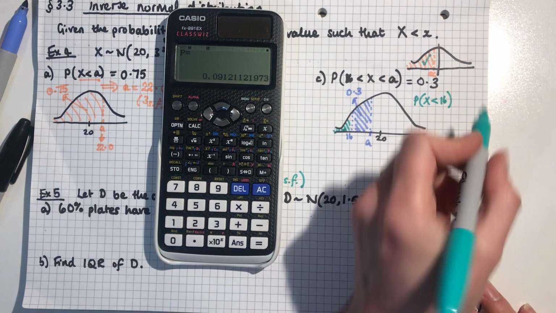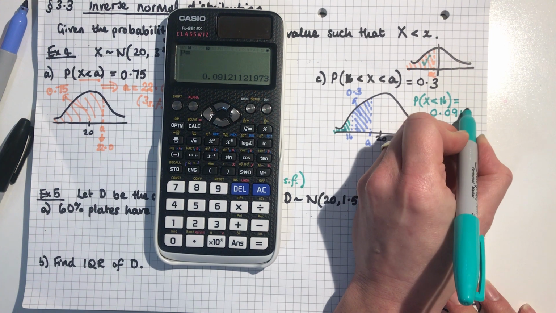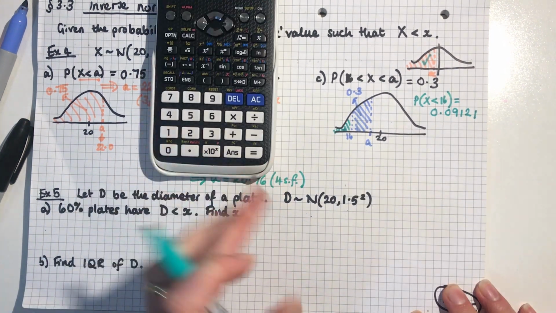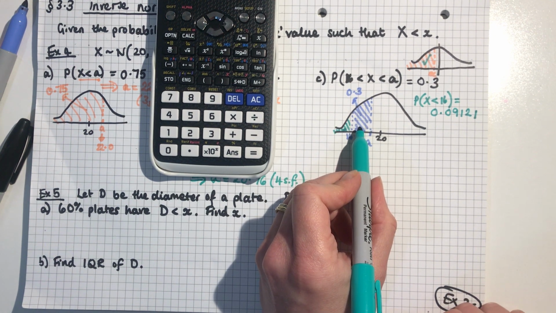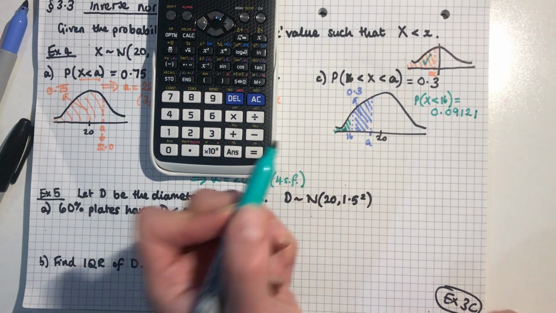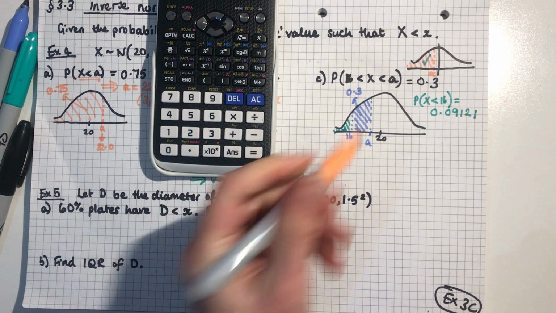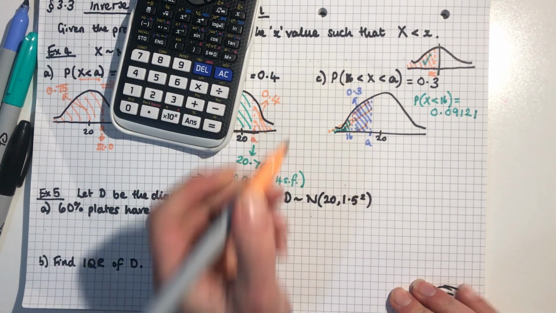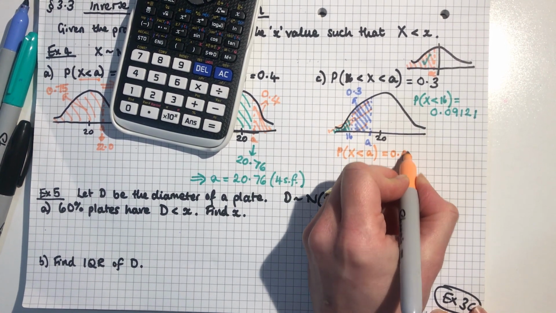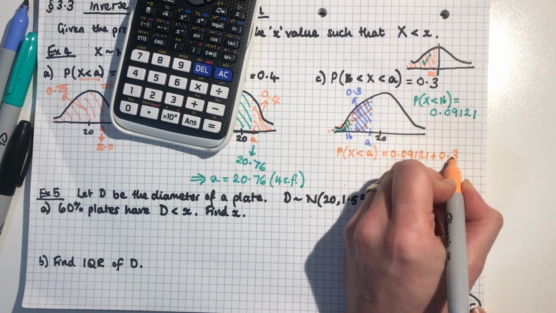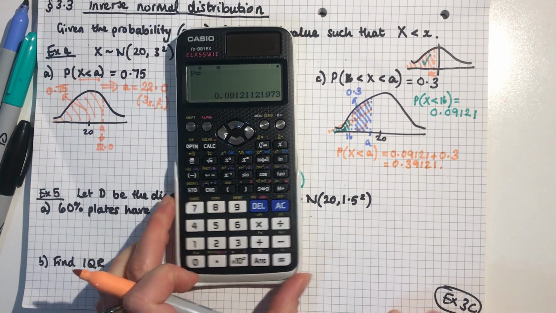So that green area is 0.09121. So the green plus the blue here is going to be 0.39121. So what I know, let's do it in a different colour, that's all of this area here. The probability that X is less than A is 0.09121 plus 0.3, so 0.39121.